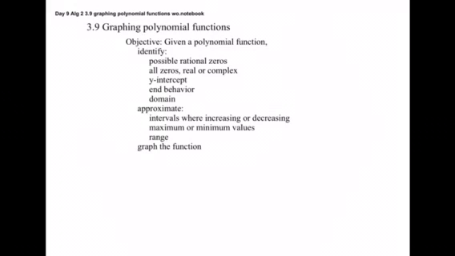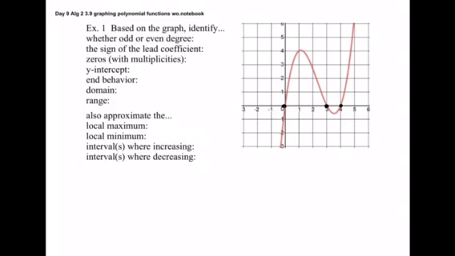Today we're going to cover 3.9, graphing polynomial functions. Today we will be given a graph of a polynomial function and be able to identify all of our key characteristics that we have learned over the course of Unit 3. More specifically, we will look for possible rational zeros, all zeros, real or complex, y-intercepts, and behavior, domain, and range. We'll be able to approximate where our graph is increasing or decreasing, maximum or minimum values, and be able to graph our function.